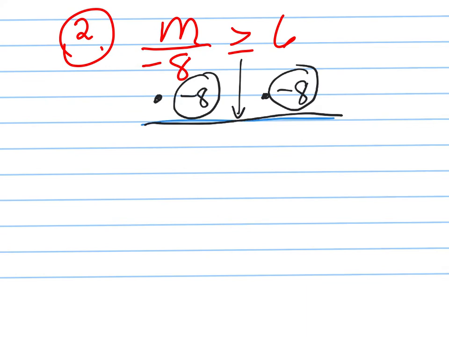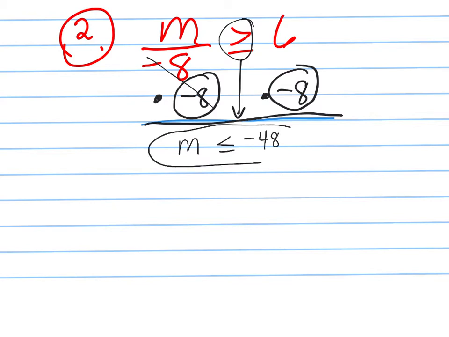Okay? These will cancel. I'm left with m. I now need to switch that inequality to less than or equal to. And then 6 times negative 8 is negative 48. Okay?